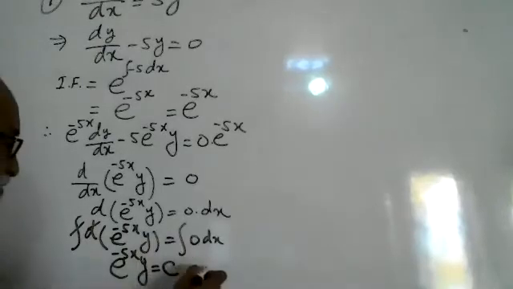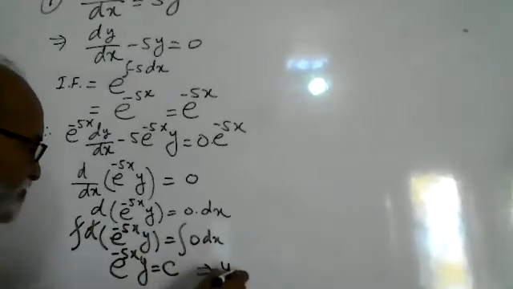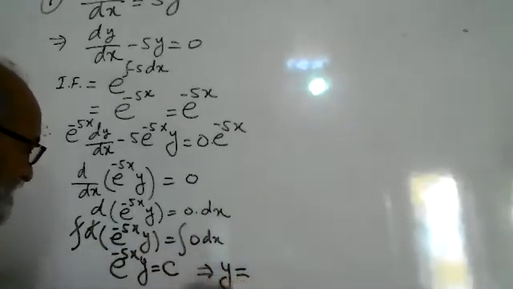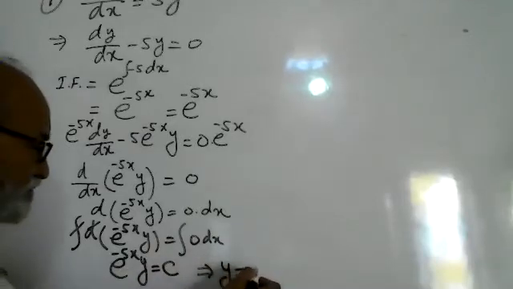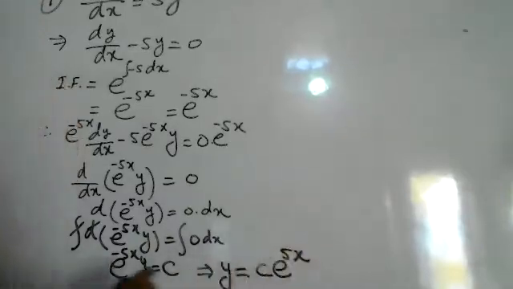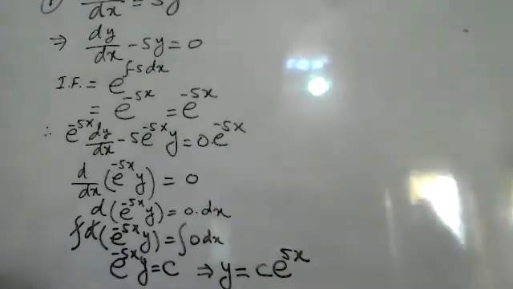So y will be equal to, e raised to power minus 5x will be shifted to the other side. It will become c e raised to power 5x. This is the answer. y is equal to c e raised to power 5x. This is the way to solve this.